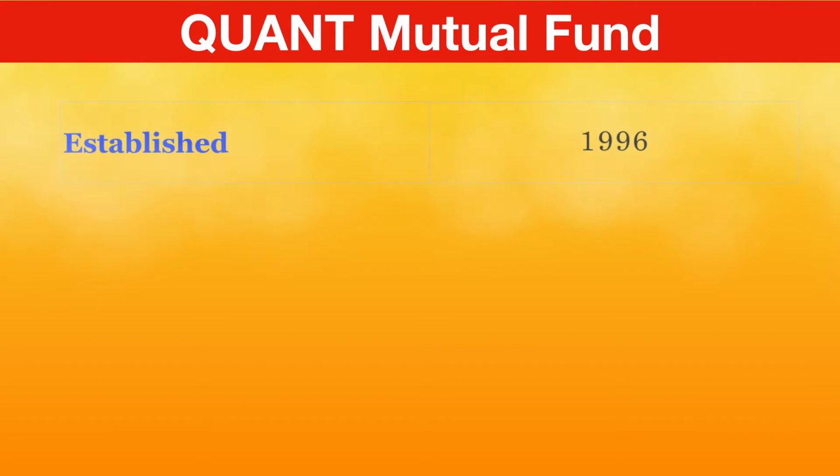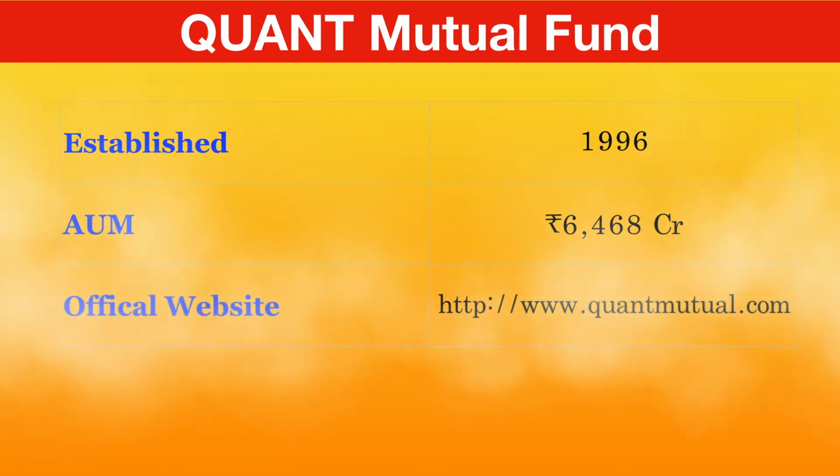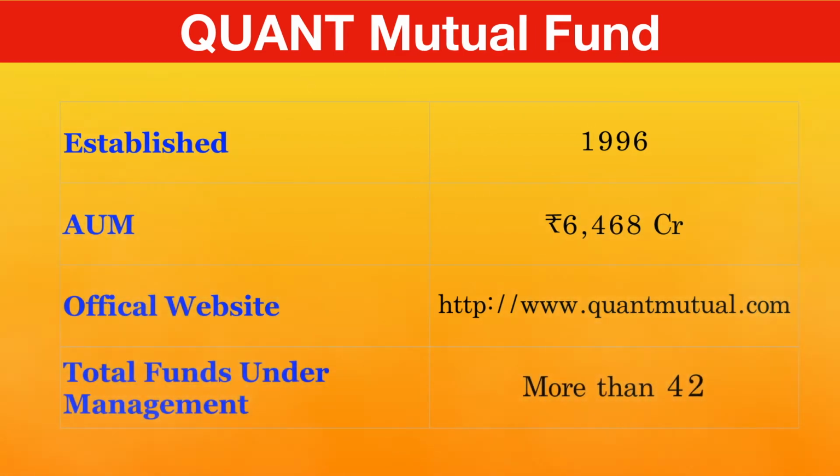This AMC was established in the year 1996. The total assets under management are around 6,468 crores. The official website of Quant mutual fund is www.quantmutual.com. There are more than 42 varieties of funds being offered by this AMC, which includes debt, hybrid, and balanced funds.